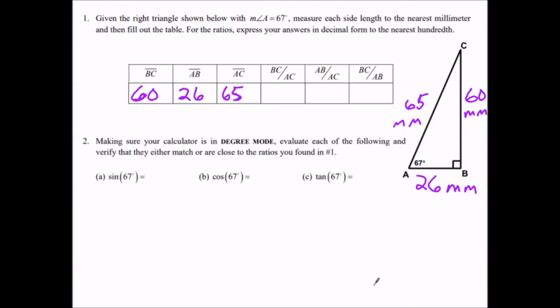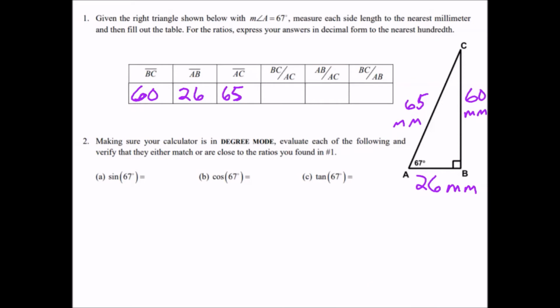All right, so for this lesson, I already measured these. Now you might get something different, but I got BC at about 60 millimeters or 6 centimeters if you wanted to measure in centimeters. AB about 26 millimeters, which would be 2.6 centimeters, and then AC 65 millimeters, which would be 6.5 centimeters. And again, you might have slightly different numbers. They shouldn't be too far off, but in any case, now it's asking us to write these ratios.